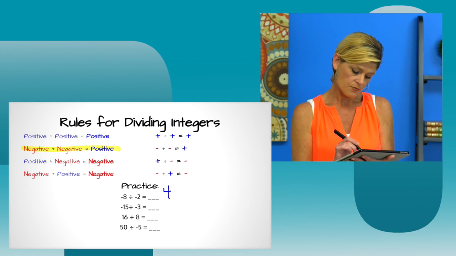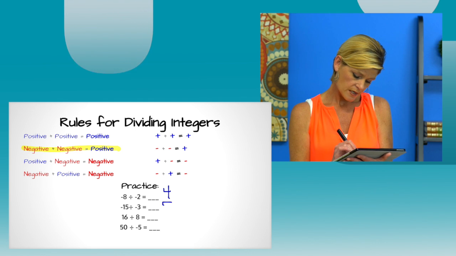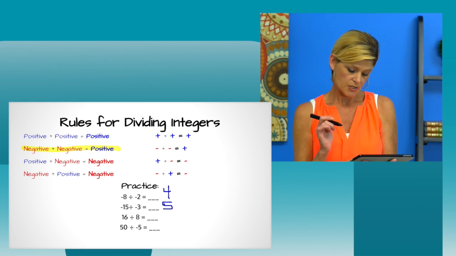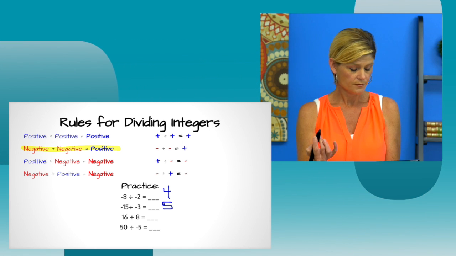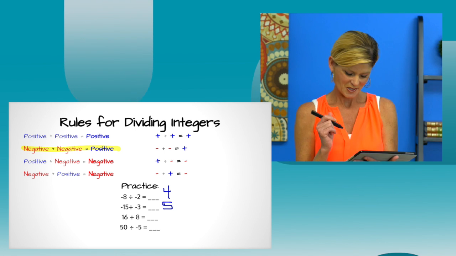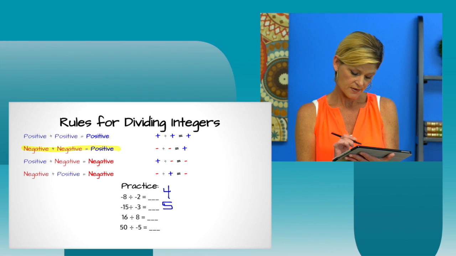How about negative 15 divided by negative 3? So 15 divided by 3, oops, sorry about that, is going to be 5. But 2 negatives, again, my quotient is going to be positive. Negative 15 divided by negative 3 will be positive 5.